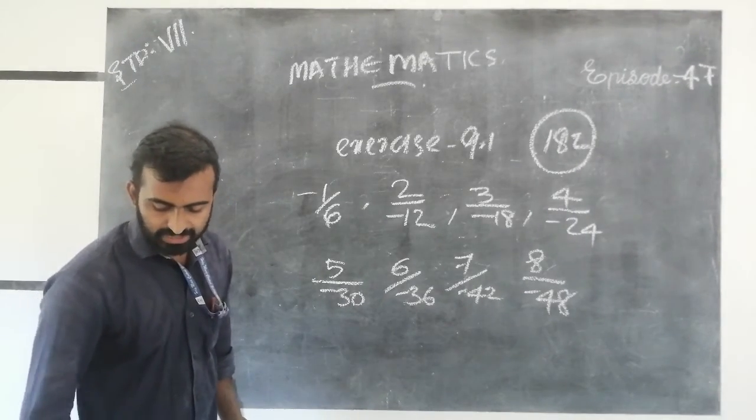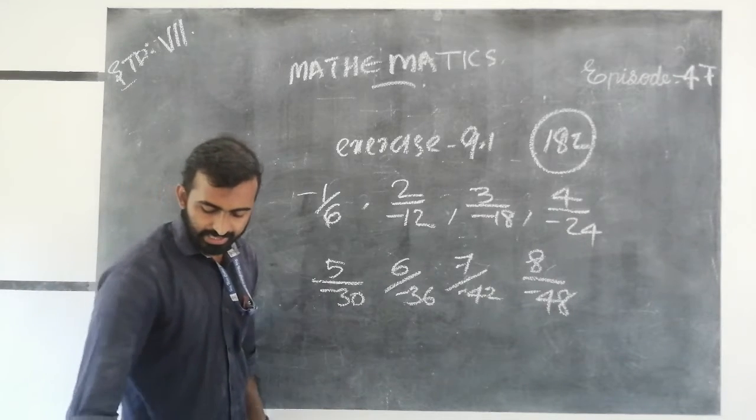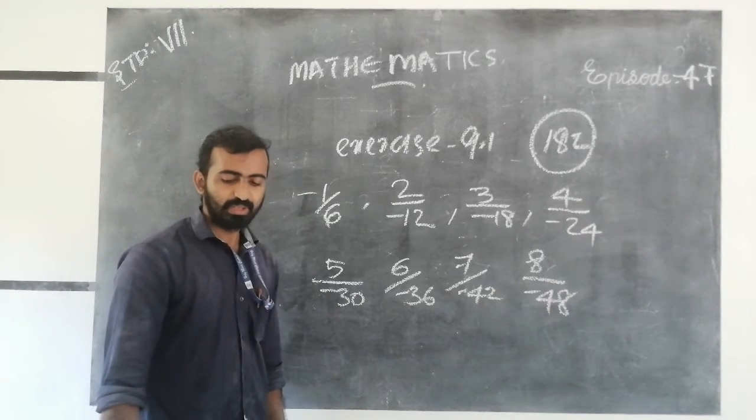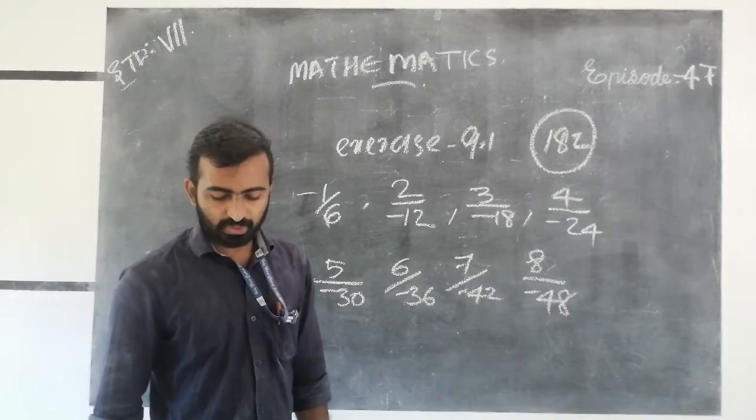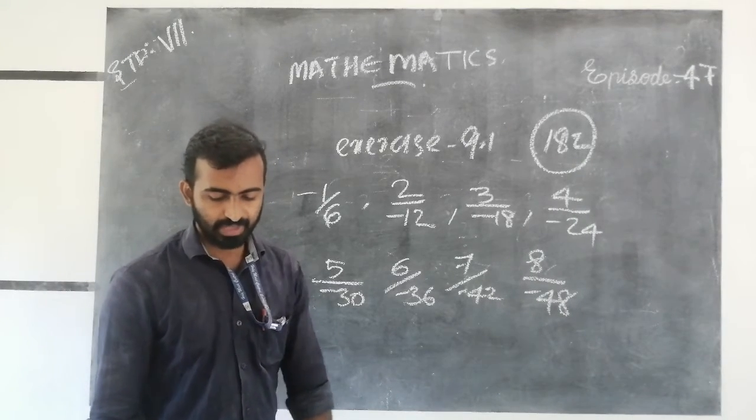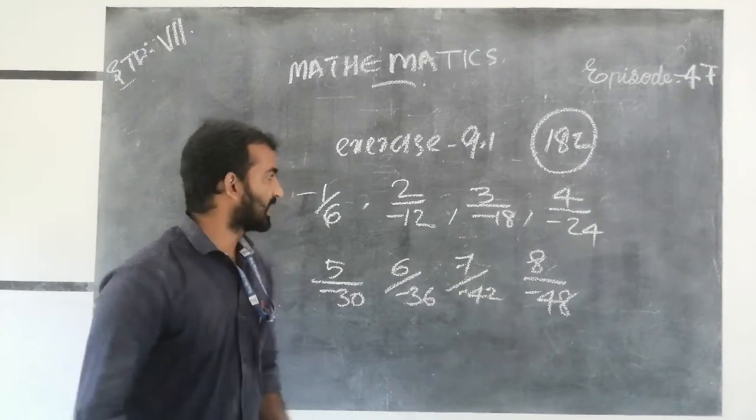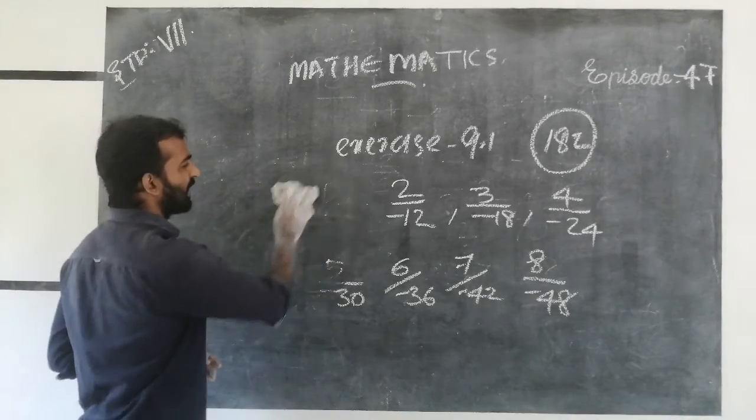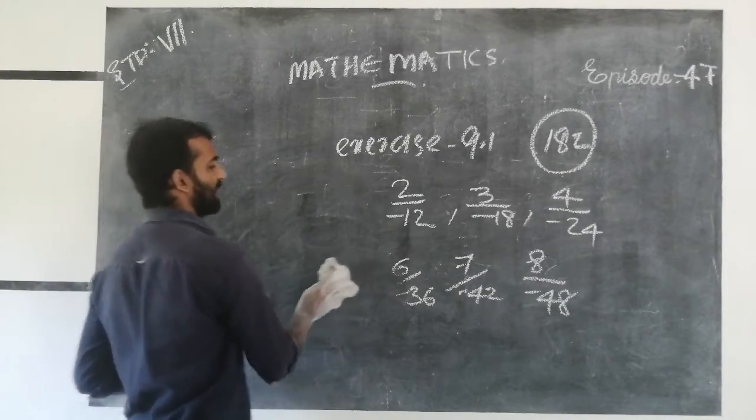And what is next? Next is for your homework. The fourth question is for your homework. And the third question is, we want to give 4 equal rational numbers to the given rational numbers.